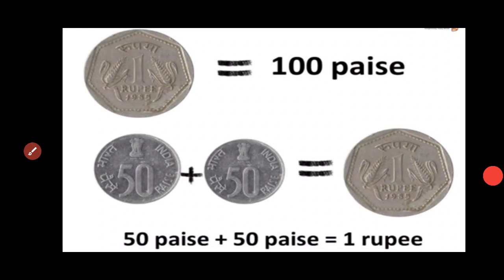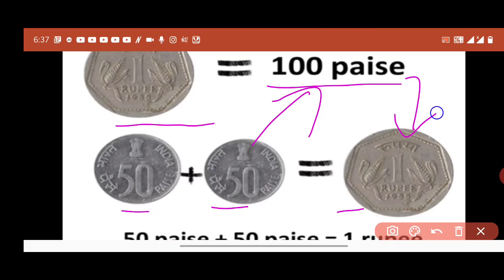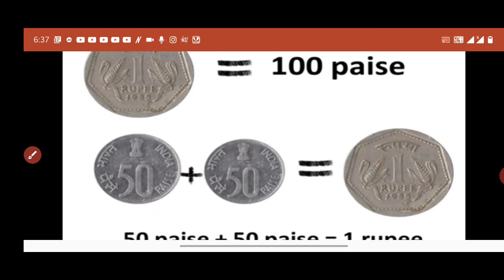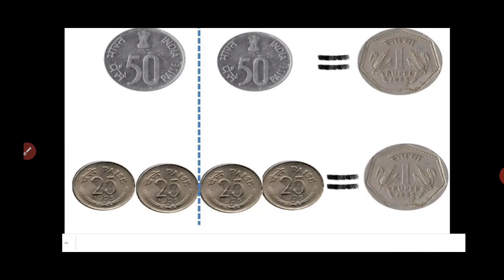Have a look, children. We have just learned that 1 rupee equal to 100 paisa. And two 50 paisa is also equal to 1 rupee because 50 plus 50 is 100 and 100 paisa equal to 1 rupee. Moving on. If you want to buy the same banana which is now 1 rupee using these 25 paise coins. Children, do you know in earlier times even 25 paise were in use? So, how will you do it? Let's have a look here.